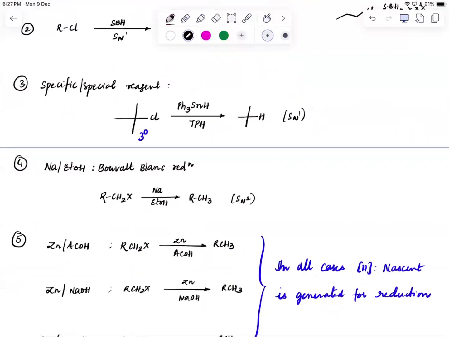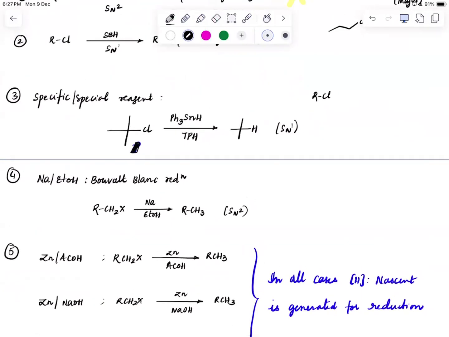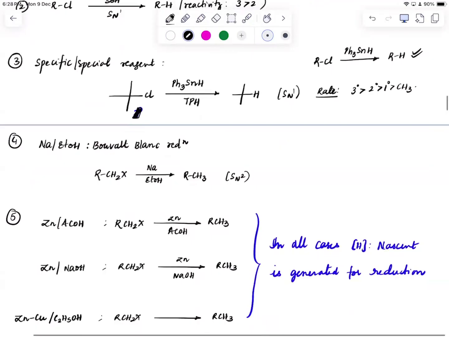Next, we have a specific reaction which works for all 1 degree, 2 degree and 3 degree. See, any alkyl halide, 1 degree, 2 degree or 3 degree, if you treat that with triphenyl tin hydride, TPH, it will always convert into an alkane. This is industrially very strongly used for making alkanes. So in all the cases the reaction will happen. Just the rate of reaction will be better for 3 degree, then 2 degree, then 1 degree, and then methyl also. All these can react. All right.